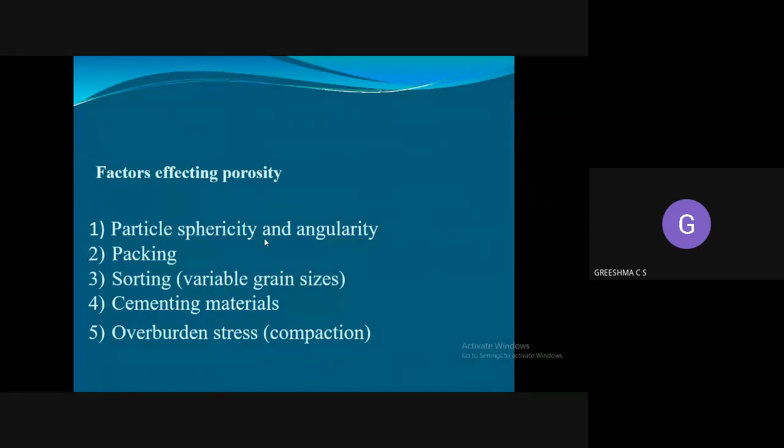Okay, so if you take clay, its porosity will be very less. Why? Because particle cementing is more there, because they will be very tightly packed. The force of attraction between those two particles is very high. The cementing between the particles is very high.